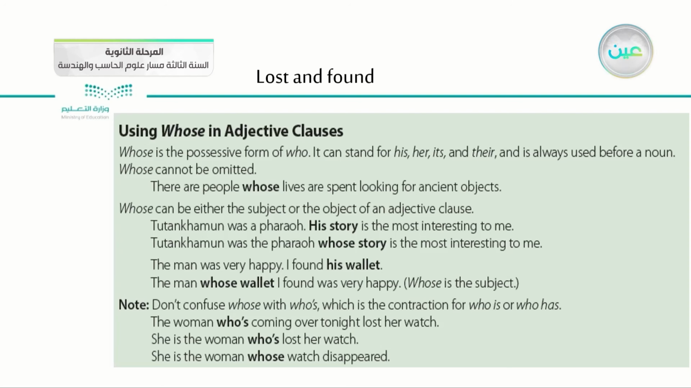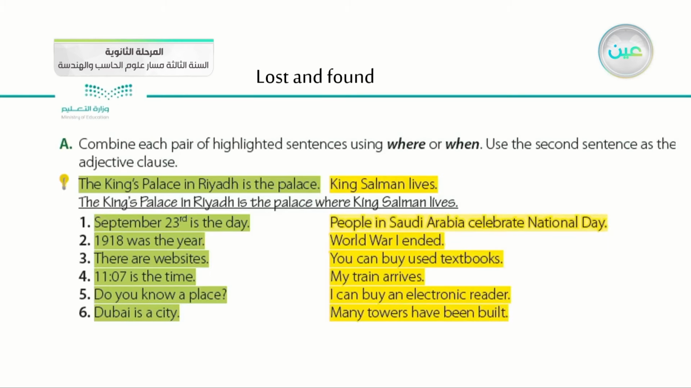The man was very happy. I found his wallet. And here we can use whose: the man whose wallet I found was very happy. So here whose is the object in this sentence. As you see here, this is the note that we discussed at the beginning of this part. Here we'll go over some examples that are very important.